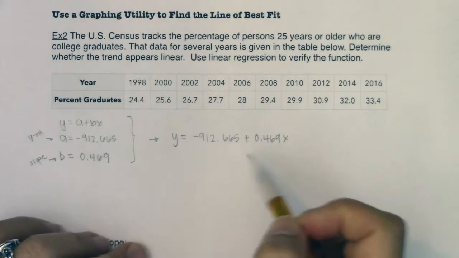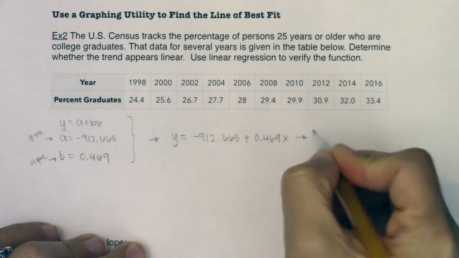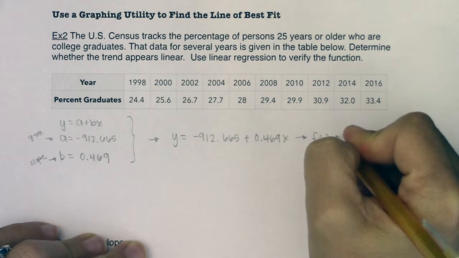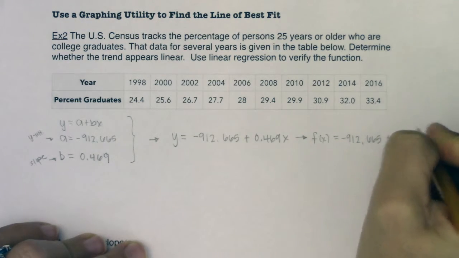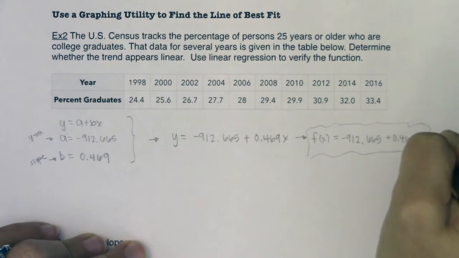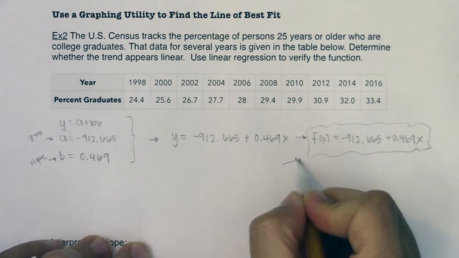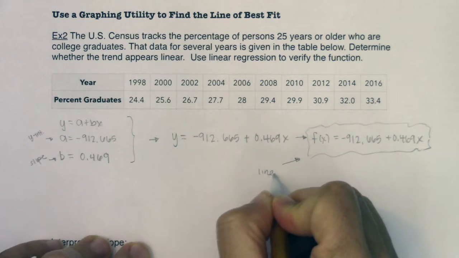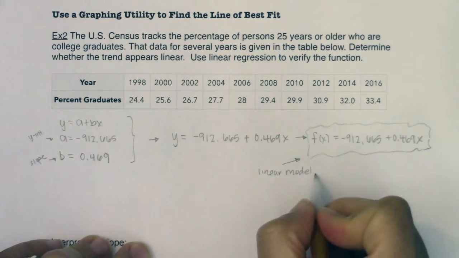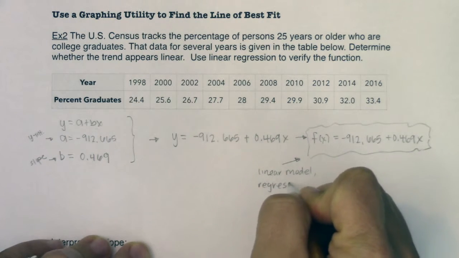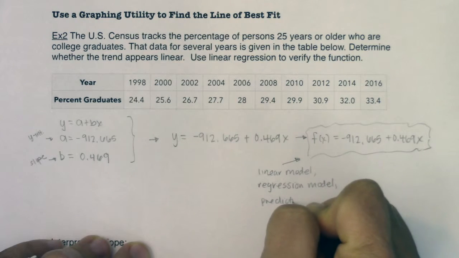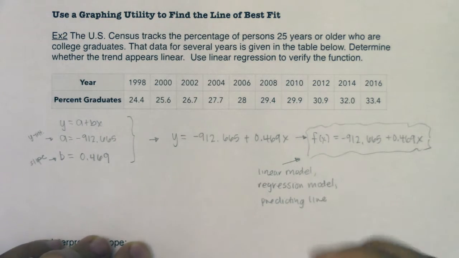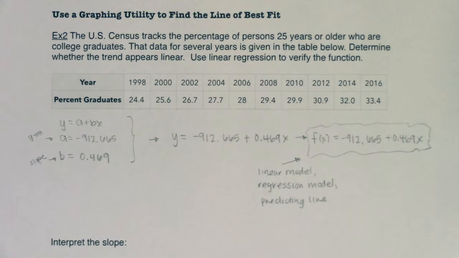Okay, so with that, this is almost midterm acceptable, but I want you to go one step further and remember that we know function notation. So we're going to say f of x is equal to negative 912.665 plus 0.469x. That is my linear model. That's not quite the end game, but pretty close to the end game. So this is our linear model. It's sometimes referred to as a regression model. You might hear it referred to as a predicting line, or maybe a predicting model. There are a whole bunch of different vocab words that mean the same thing for this linear model. All right, so we've got our linear model.